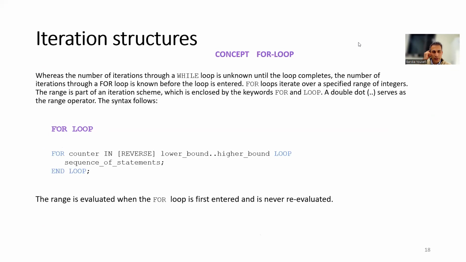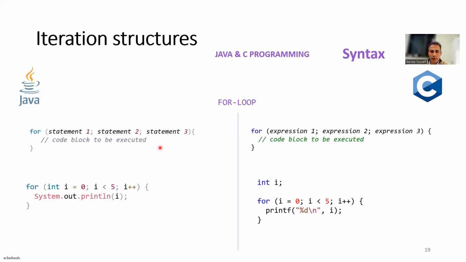Another loop structure is the for loop. For the for loop, there will be a counter, a lower bound and an upper bound. It starts from the lower bound, ends up with the upper bound, and repeats the execution of a sequence of statements until the condition is met and it comes out of this loop. We are looking at the structures, an example of a for loop in both Java and C. Let's execute them in Java.